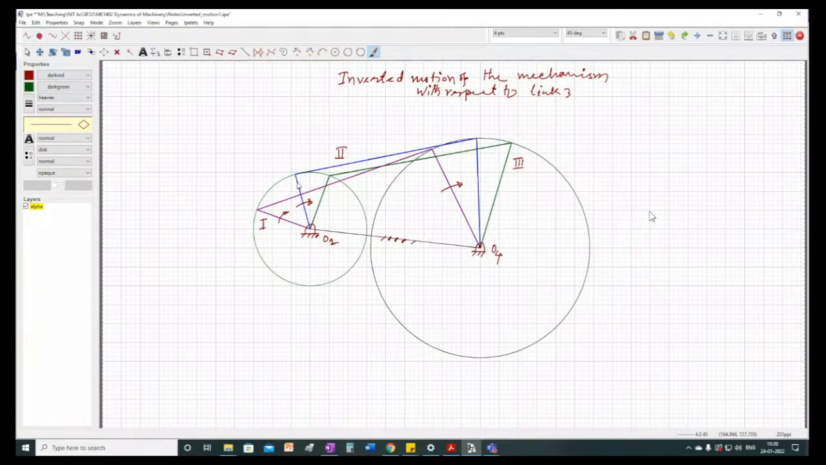So first we will just copy these 3 links we are copying, and we will move it to position 1.